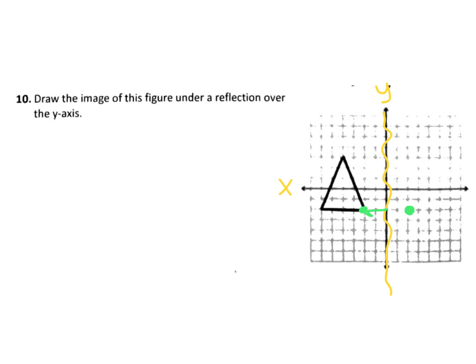The next point is 1, 2, 3, 4, 5, 6 away from the y-axis. So 1, 2, 3, 4, 5, 6. And then it looks like that's 4 away from the axis, so I go 4 away. Right here. And then connect. Okay, so everything just gets flipped over.